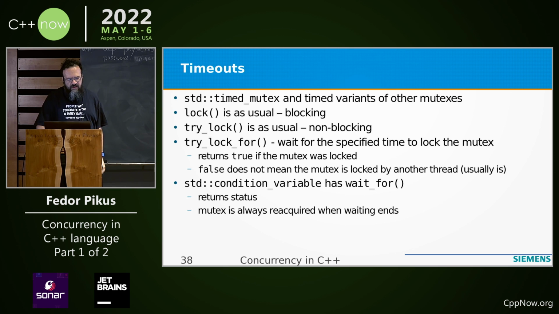So if you basically have something that's using timeout, and you couldn't get the lock quickly enough, you want to do something else for a while and then try to get the lock again, you have these timed versions.